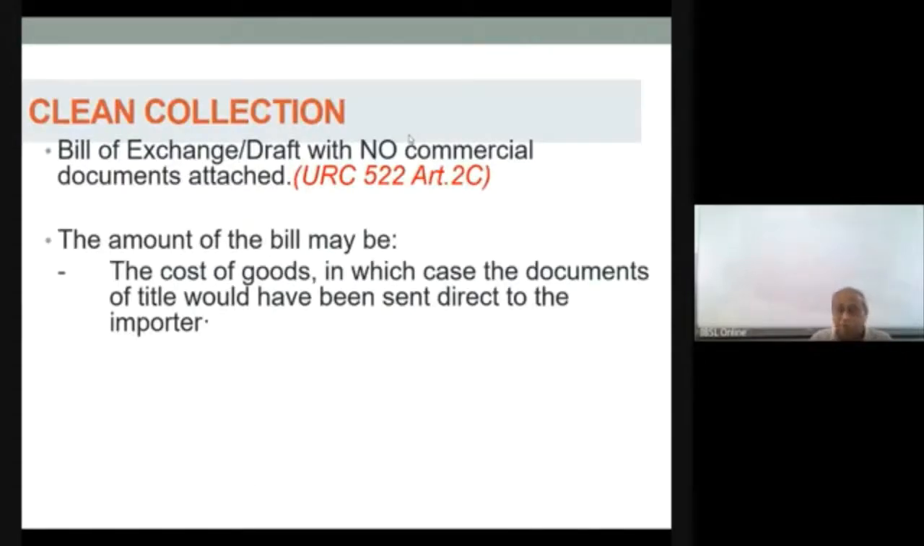Now, when it comes to documentary collection, operations are governed by the International Chamber of Commerce rules, the Uniform Rules for Collection. In short, we say URC 522. URC 522.